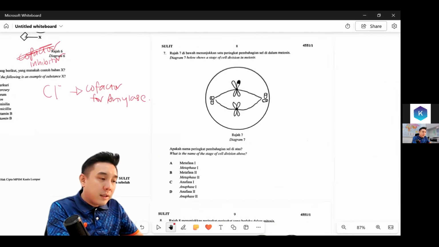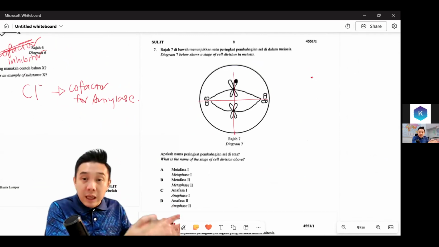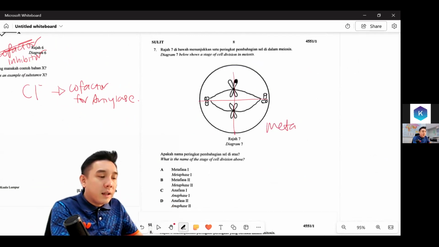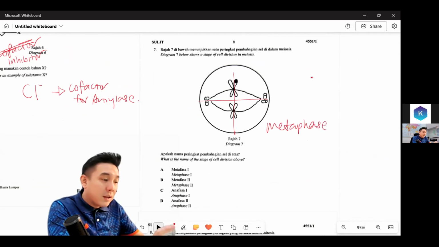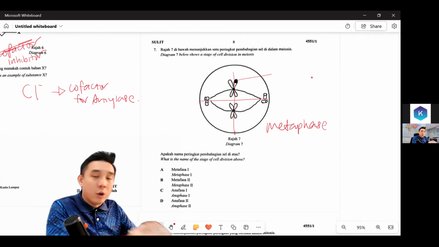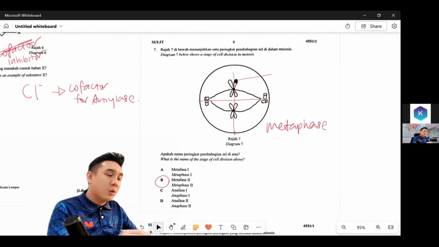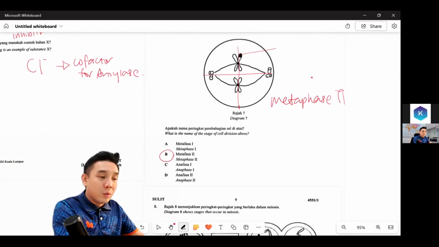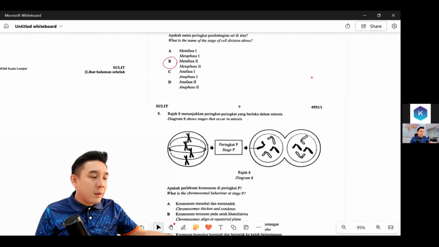Next, number seven. The moment I draw a plus, because they are lining up, this is definitely metaphase. But notice, because there is an effect of crossing over, it cannot be mitosis, must be metaphase 2. This must be metaphase 2 because of the crossing over. Okay, question number 8.